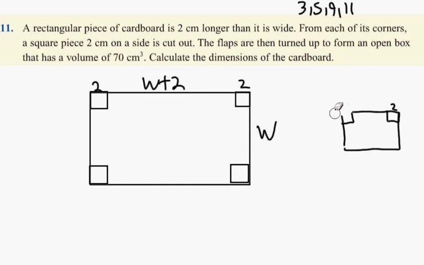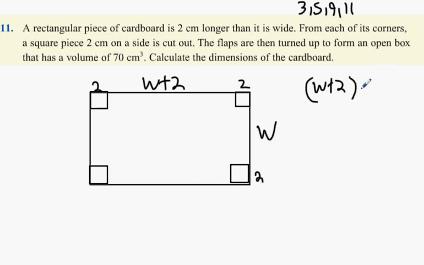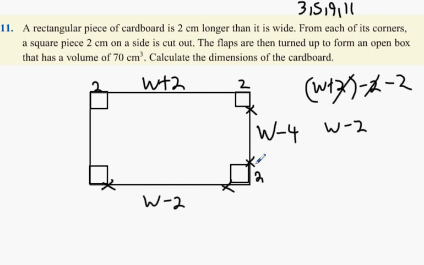So what should happen here? And take away another 2 after that. Oh yeah, you're right. I'm just going to do it really formally. W plus 2, take away a 2, take away another 2. And what you guys said is true. It's going to be W minus 2. W minus 2 is from here to here. What about the other side? W minus 4 gets me from here to here.